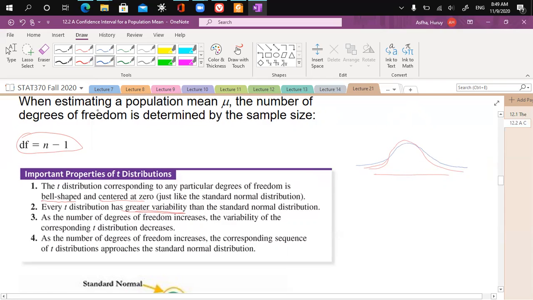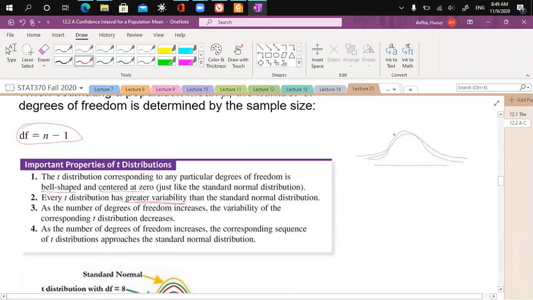As the number of degrees of freedom increases, meaning n increases and the sample size is increasing, the variability of the corresponding t distribution decreases, which means this blue curve shrinks and approaches the red curve. As the number of degrees of freedom increases, the corresponding sequence of t distributions approaches the standard normal distribution. It will approximately be like the normal distribution. So as n gets bigger and bigger, we will have the same as the standard normal distribution.